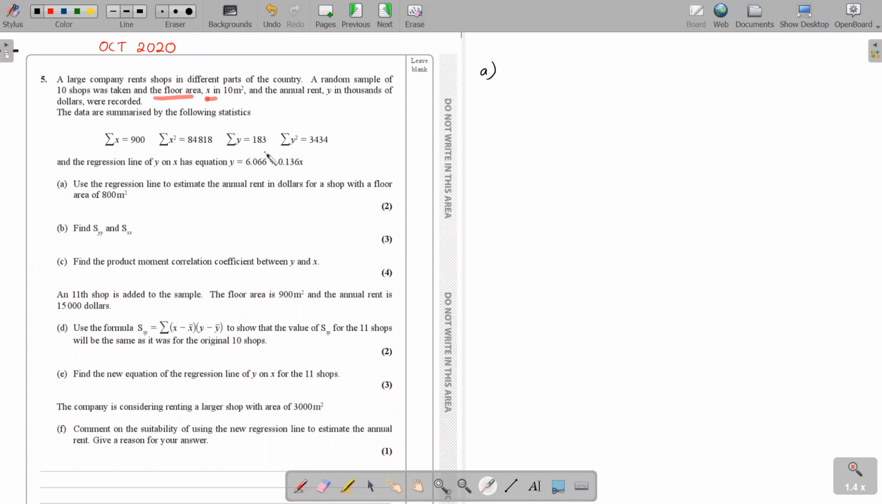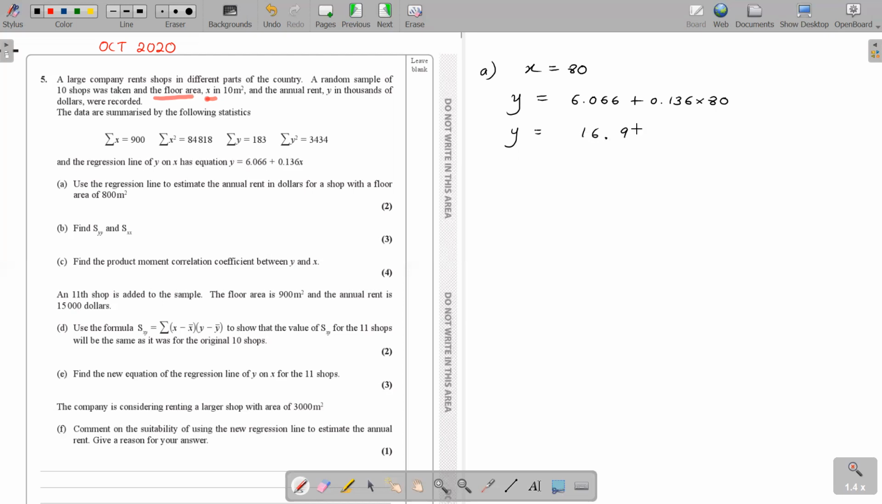In this equation, X is in tens and Y is in thousands. Remember that. So in part A, your input X is going to be 800, taken as 80 because we are taking it in tens. So substitute that and get the annual rent: 6.066 plus 0.136 into X, which is 80. How much is Y? 6.066 plus 0.136 into 80. How much is the answer?